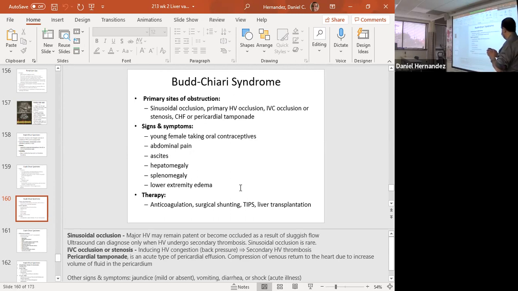So think about it. Blood flow now is going into the liver, but it's not draining out. So that liver is going to become engorged. Things are going to start backing up, so we'll get the hepatomegaly. If it backs up continuously through that main portal vein into the splenic vein, they'll have splenomegaly. These patients will also develop lower extremity edema as well. Therapy includes anticoagulation, surgical shunting. So this could potentially be a TIPS shunt or even liver transplantation.